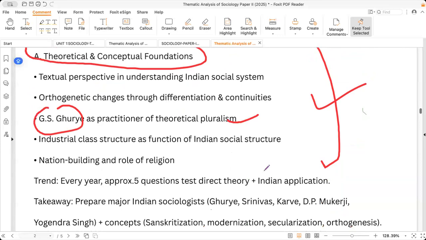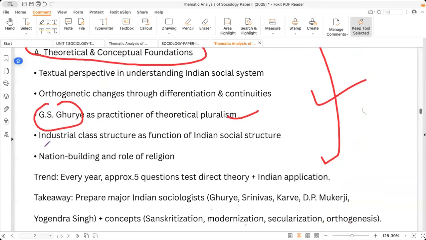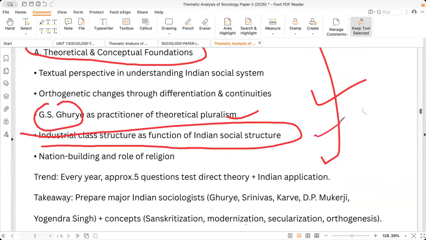There is a question on Indology of G.S. Ghurye. Then, industrial class structure as a function of Indian social structure. So there are different class structures, and this is given in the syllabus itself. So you need to prepare what the Indian class structure and industrial class structure are, how they emerged, what changes we are seeing now, what the characteristics are, and what the criticism is. This is part of your syllabus, so questions will come from industrial class structure as well.